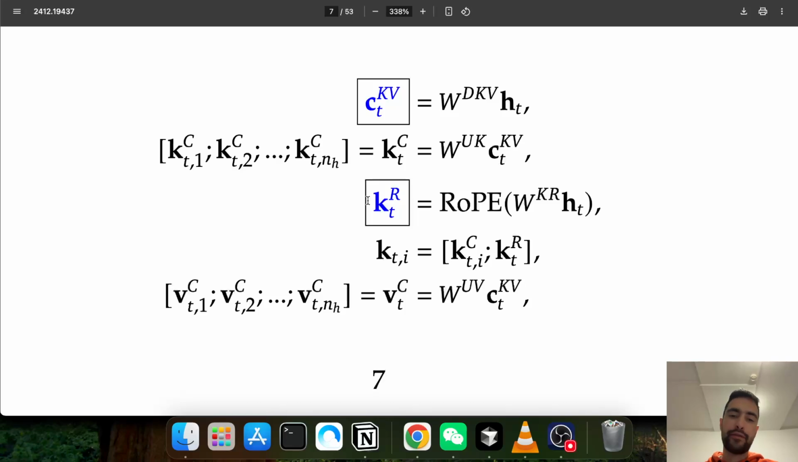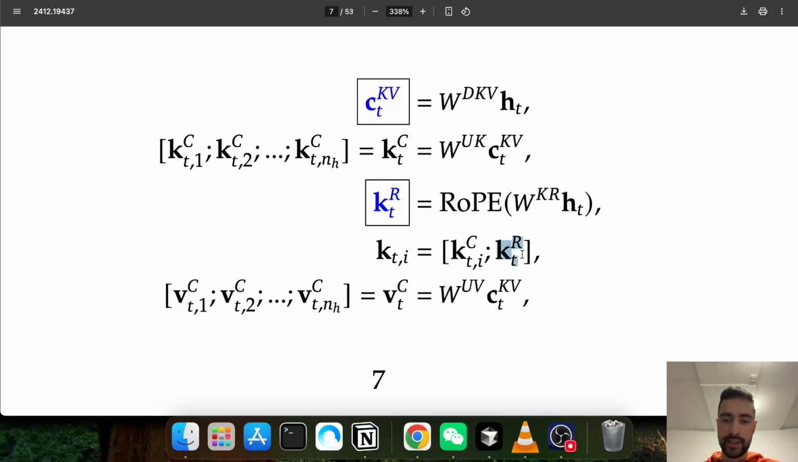The only thing we have left to explain is these two rows. Let's start from this row. For each of the heads, this denotes the key of this token, and i is the number of the head. So for each head, we concatenate the head that was produced by this compressed latent that I explained here, and this head that was produced with this RoPE.